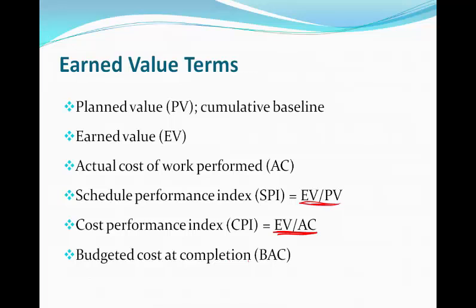Budgeted cost at completion is a forecasting tool that allows you to estimate, based on your run rate that you figure out from CPI, or your spend rate you figure out from CPI, what your actual spend could be or should be at the end of the project.